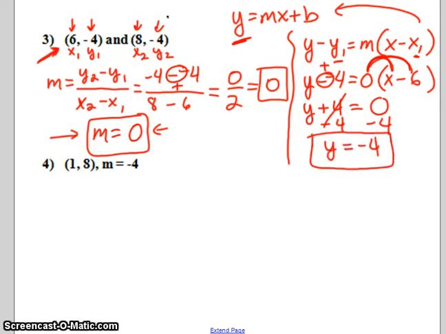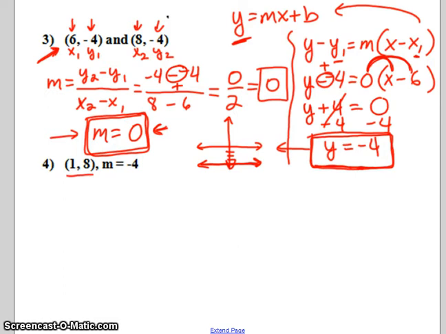Again, this doesn't look like y equals mx plus b, but it is. The reason there's no mx is because our slope is 0, and anything times 0 is 0. If we were to graph this, we'd go to negative 4 on the y-axis, and it would be a horizontal line. Horizontal lines have 0 slope. Alright, number 4.